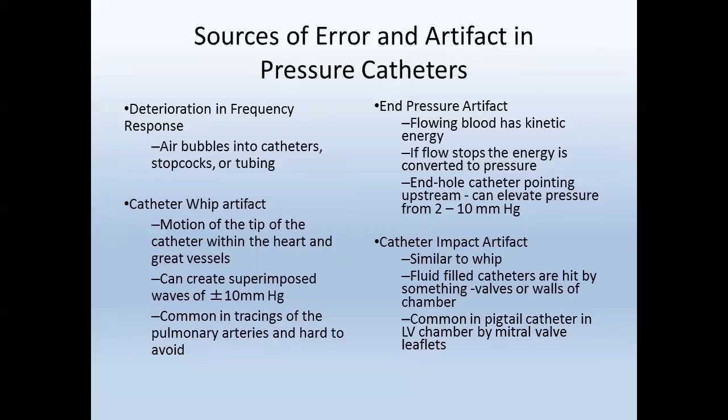And when do you start thinking of dampening? Your tracing should not be very smooth. If you have a micromanometer catheter like the Millar catheter, the tracings will be very smooth and sharp. But if your tracings are very smooth and sharp with a fluid-filled catheter, that means there's a problem. That means you're having some dampening effect. The motion is not transmitted, and it's a problem.